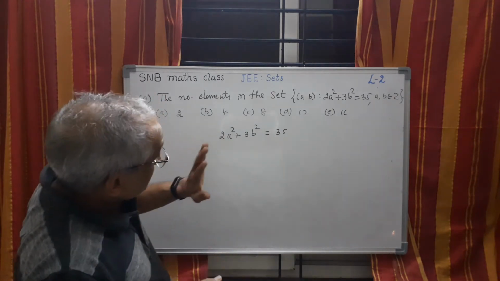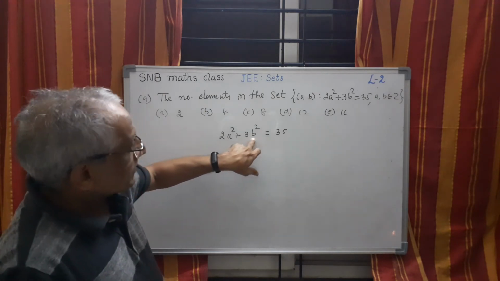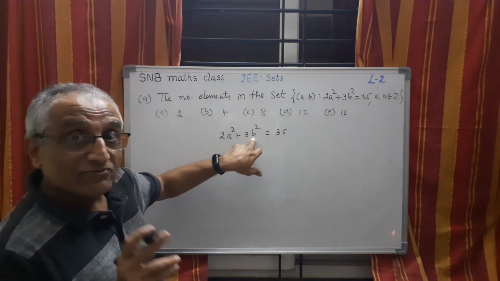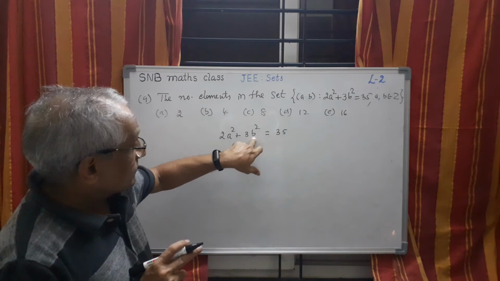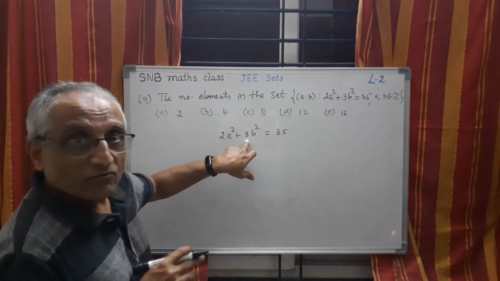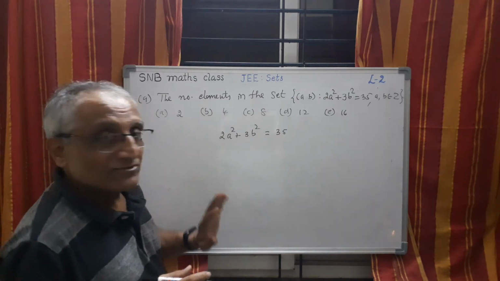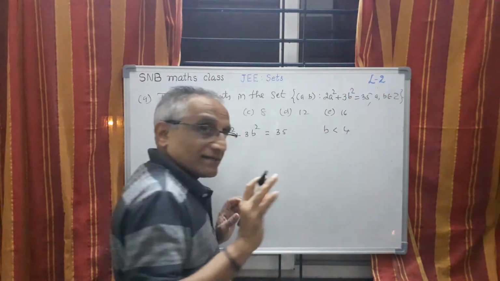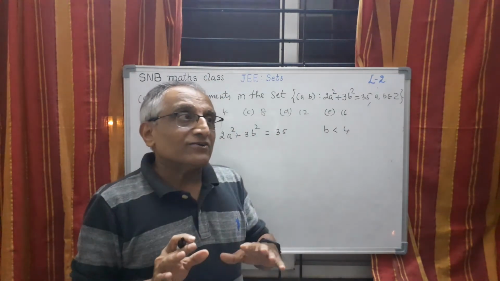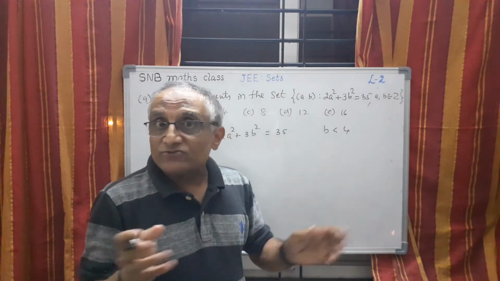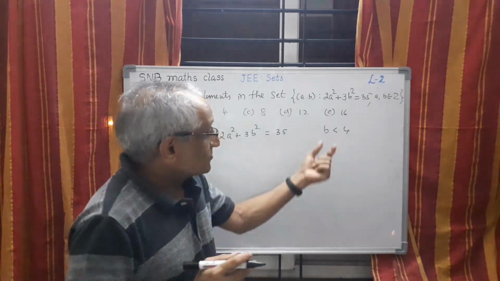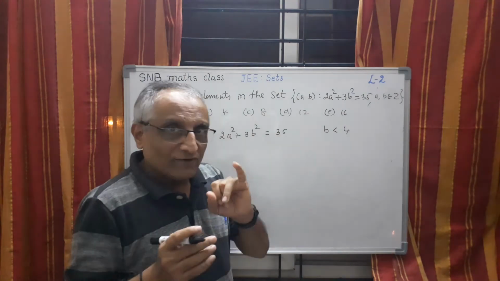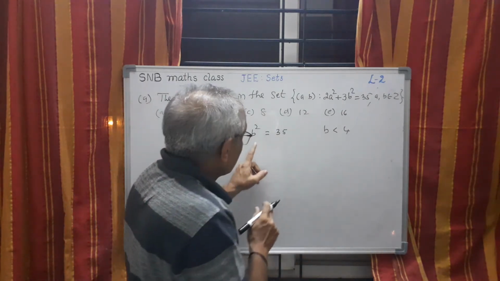Second one is what maximum value I can take for b. For example, I cannot take 4. 4 into 4, 16, into 3, 48. So this becomes negative. It's not possible. Therefore, b should be less than 4. This is one condition. You see, you cannot mechanically substitute and waste your time. You have to use logic. So b should be less than 4. That is one thing. Second, b cannot be even.